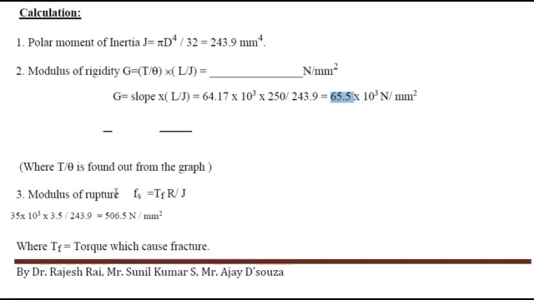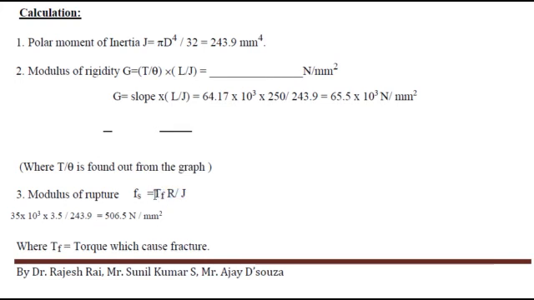Now the modulus of rupture, that is strength. Modulus means its strength in rupture. The torsion equation is given by T by J is equal to tau by R is equal to G theta by L. Using that equation, we will obtain tau. This is actually tau S is equal to T into R by J.